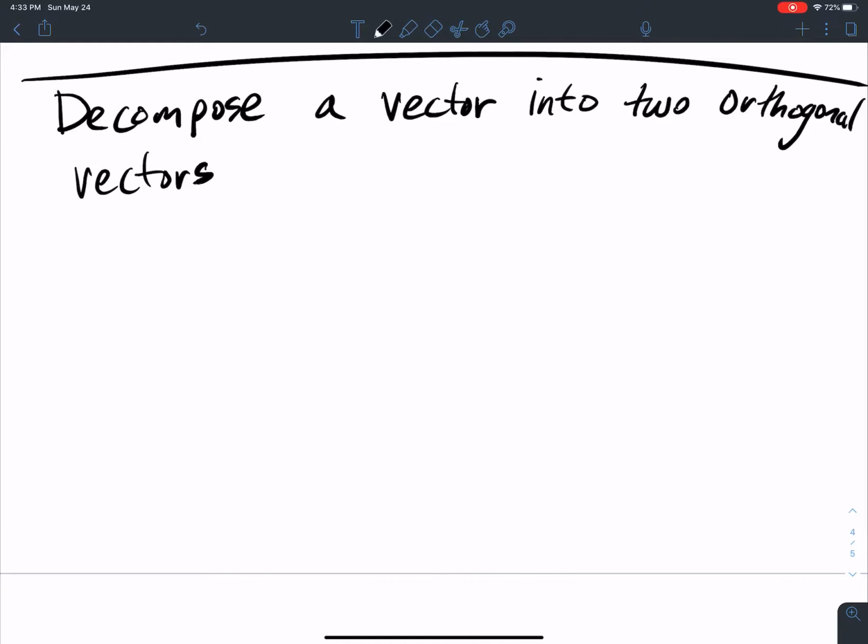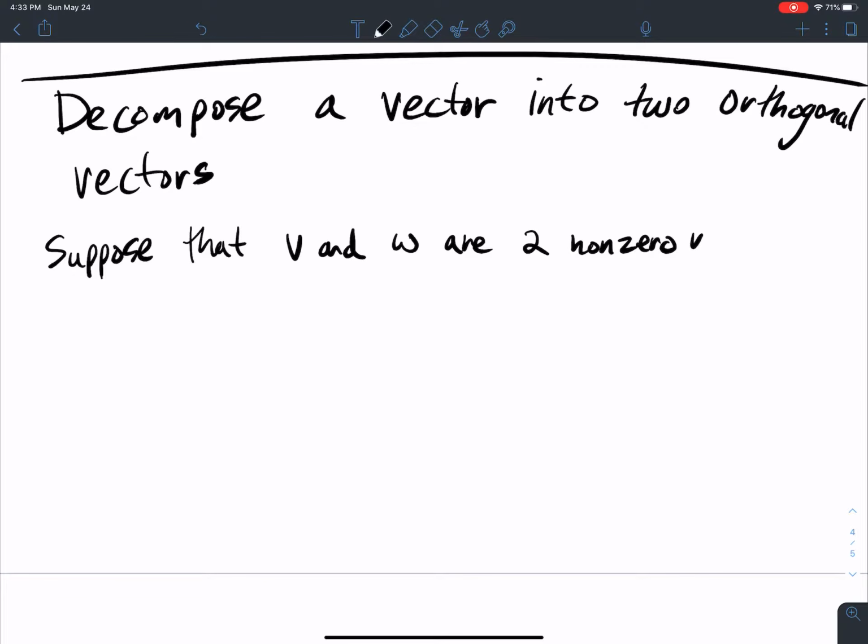So in this video, we're going to decompose a vector into two orthogonal vectors. So suppose that v and w are two non-zero vectors with the same initial point P. Okay? So I have the same initial point P.